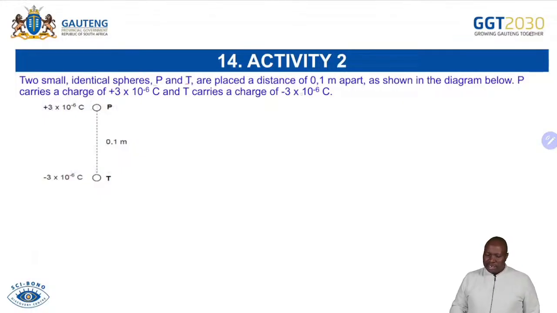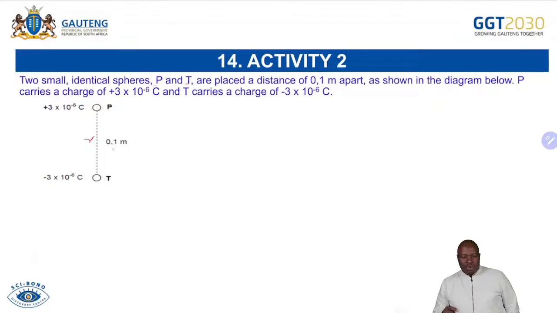Now they are placed at a distance of 0.1 meters apart. So our r is given. If they say calculate the force, I think you will enjoy this one because you have everything. You have Q1, Q2, the 2 charges, and the distance between them. All you need is the constant, and then you are able to answer the question.